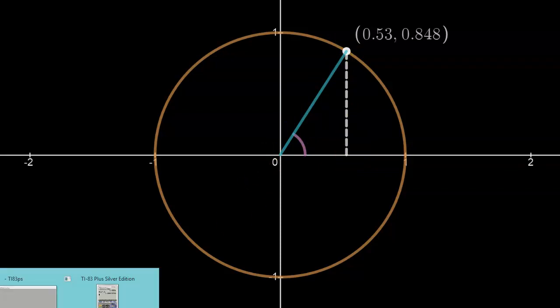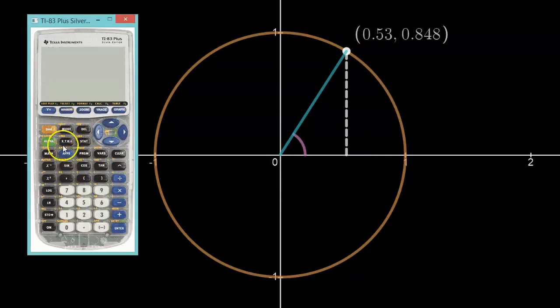Okay, so let's check that out. We'll verify that with this particular point. So what I have here is 0.53 squared plus 0.848 squared. Now keep in mind that these coordinates are actually approximate values. And I get approximately 1, which of course the square root of which is 1, right? So 0.53 squared plus 0.848 squared is equal to 1 squared.